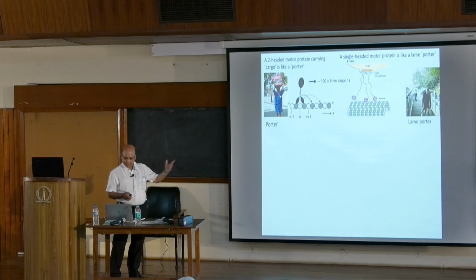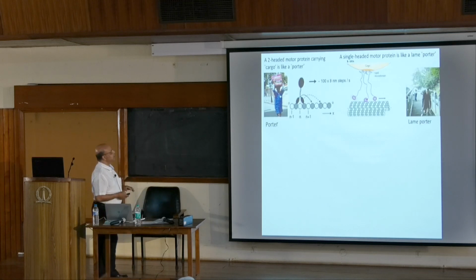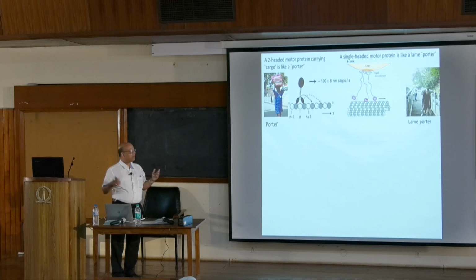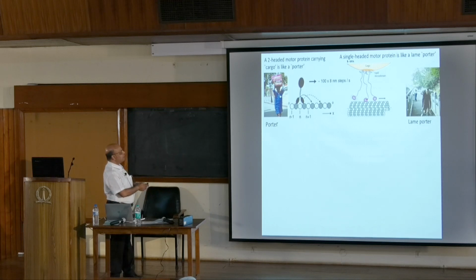So let me give an example, and this example has been chosen from our own work. So this is a motor. Unlike the normal porters, this is like a lame porter. It is one-legged, or actually called one-headed. This is called KIF1A. It is a kinesin motor. It carries cargo. And what is observed is that the distance over which it carries cargo is comparable to that of a normal two-headed kinesin, which are like normal porters. How does it achieve this?